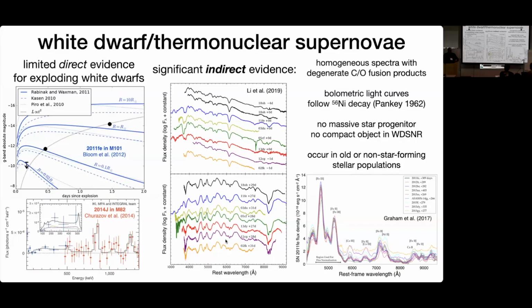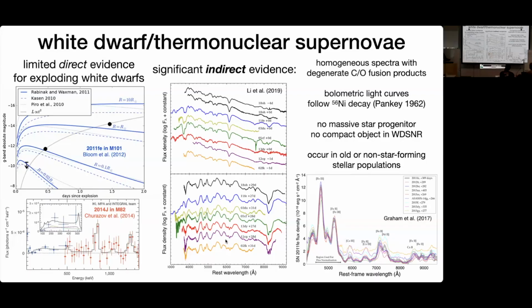We see the 1As are very similar to each other. Carbon oxygen white dwarfs pretty much all have the same structure. Right. The bolometric light curves, modulo some assumptions about how much gamma rays escape, follow the nickel 56 decay. And actually the first person to write this down, in a thesis, is Titus Pankey. You should look up this person. He had a very interesting life. 1962.